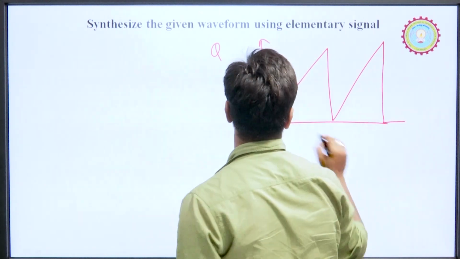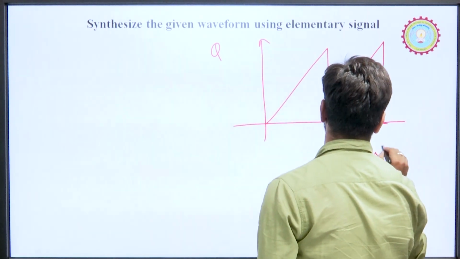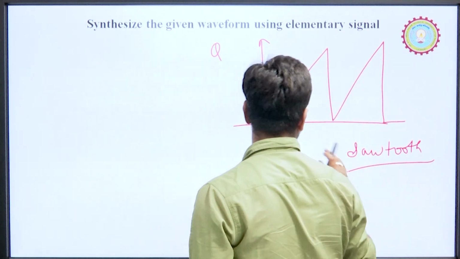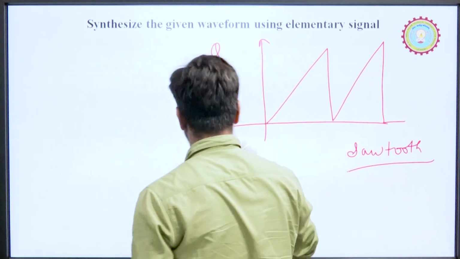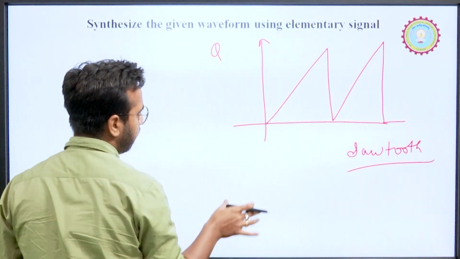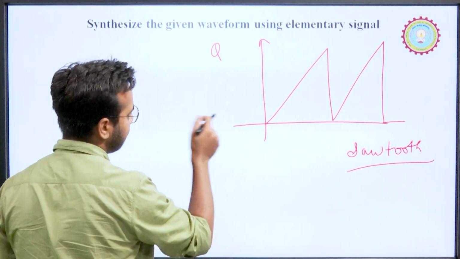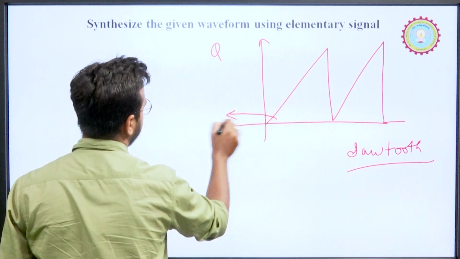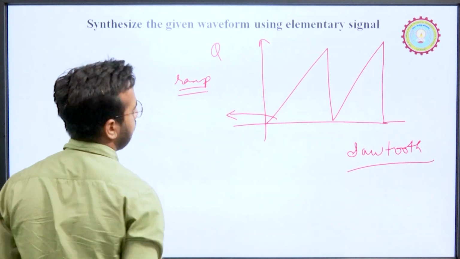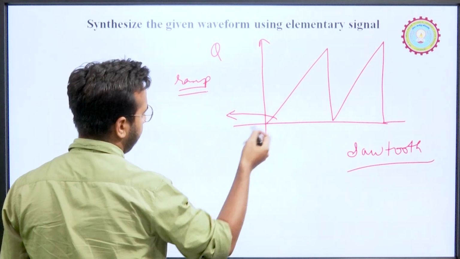Basically, this is a sawtooth wave. If you want to call it by a shape, this is known as a sawtooth. Now suppose we are required to represent this waveform with the help of elementary signals. Then we can relate that this signal is made up of ramp signals.